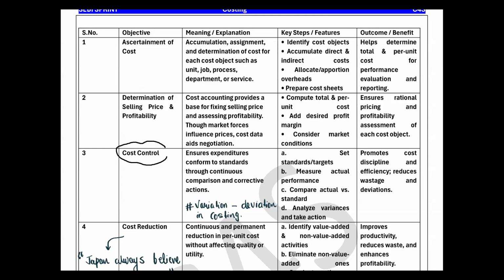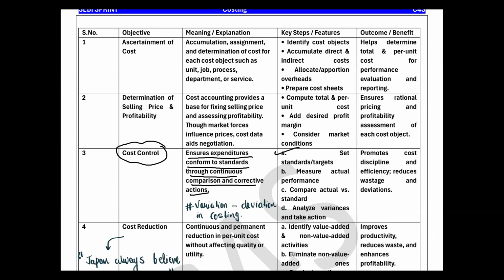Now the third process is cost control. I have told you there are different stages of cost control. So what is the meaning of cost control? Ensures expenditures conform to standard through continuous comparison and corrective actions. So cost control is a continuous process and a corrective process, with continuous comparison and corrective actions.